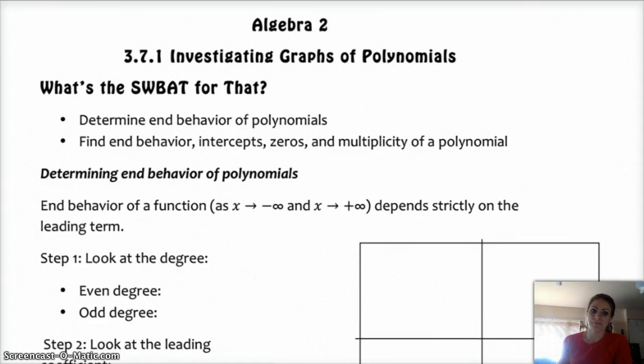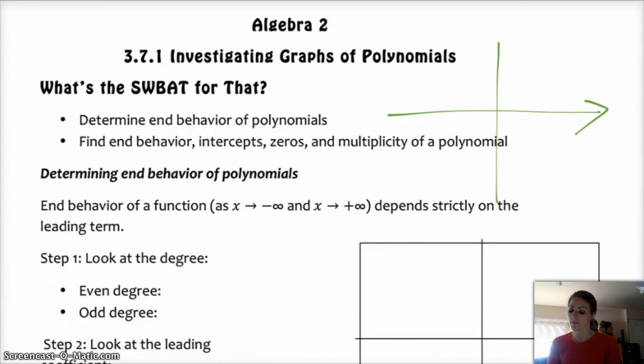So, end behavior, right? Basically, for a polynomial of any degree, it's as x gets really, really big. Visually, if I make a graph, as x gets really big, so that means like 5 million on the x-axis, the graph will at some point only do one thing. It will either go up forever or it will go down forever.